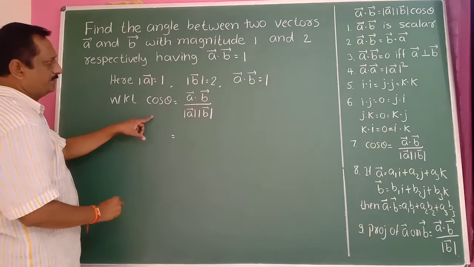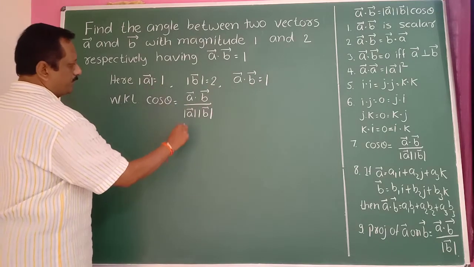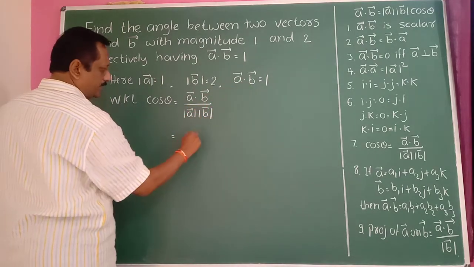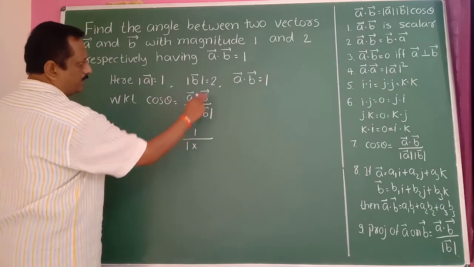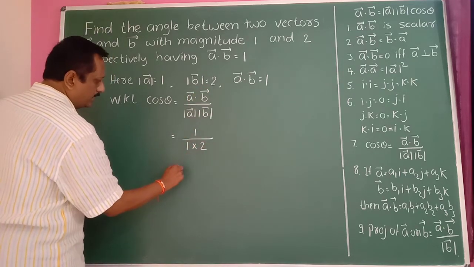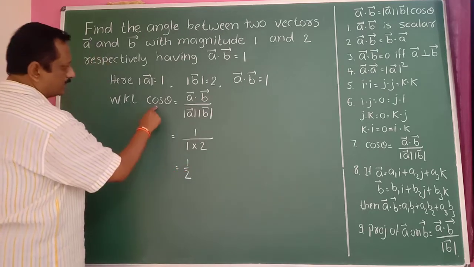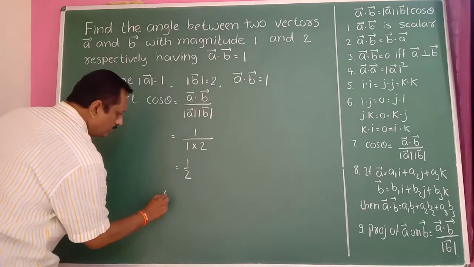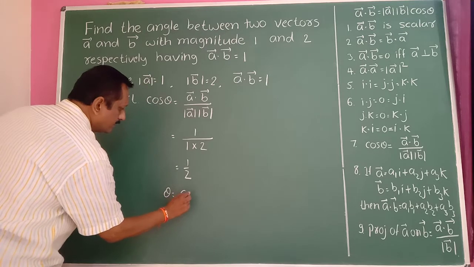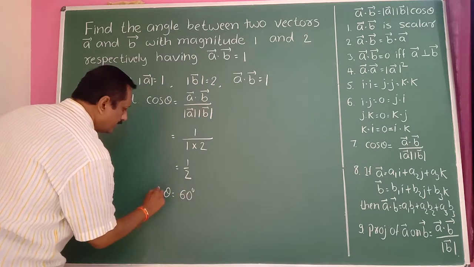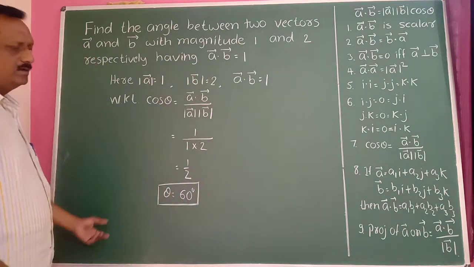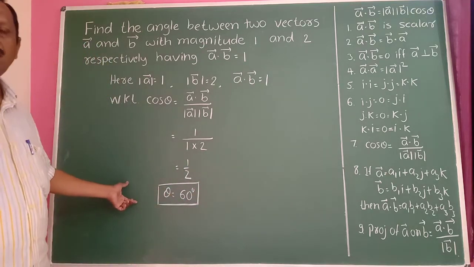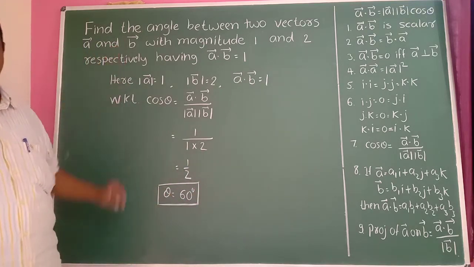So this is the formula. a bar dot b bar is 1, divided by modulus of a bar, which is 1, and modulus of b bar, which is 2, hence it is 1 upon 2. Cos theta is 1 upon 2, so theta is equal to 60 degrees, or you can write pi by 3 also. So pi by 3 or 60 degrees is the angle between the two vectors.